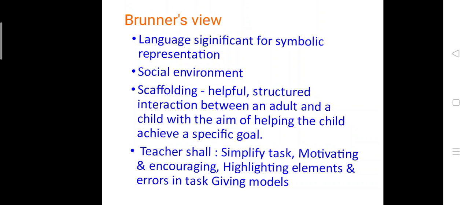Then motivating and encouraging learners to proceed through this. Teachers have no time to rest. As and when the children are working on the task, the teacher should observe them, enable them, motivate them and encourage them to solve the problem. And highlighting the elements and errors in the task. As learners progress through solving the problem, the teacher should highlight the various elements, the focal points, and whatever errors are happening. That's the duty of the teacher, to point out those things to students.